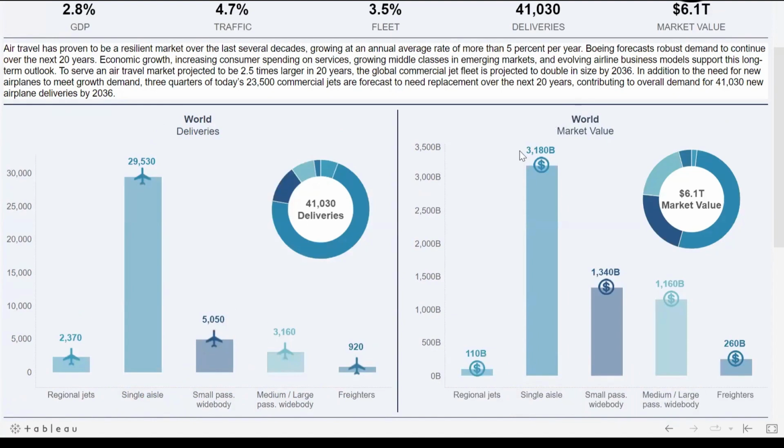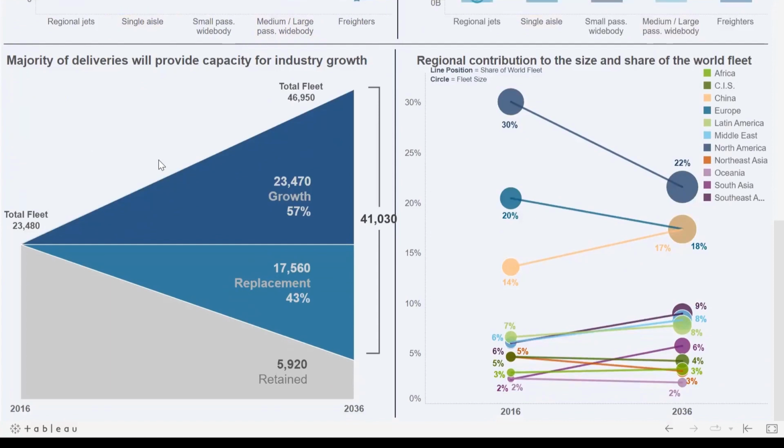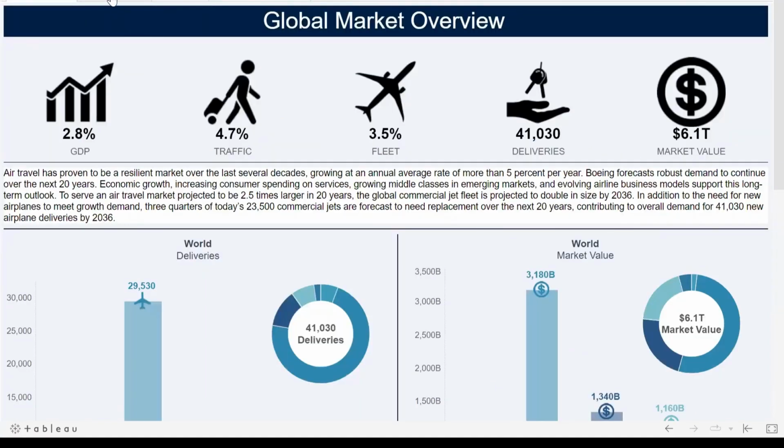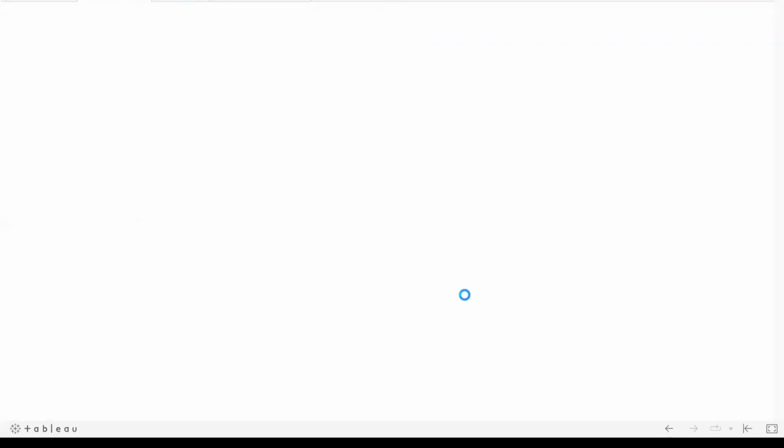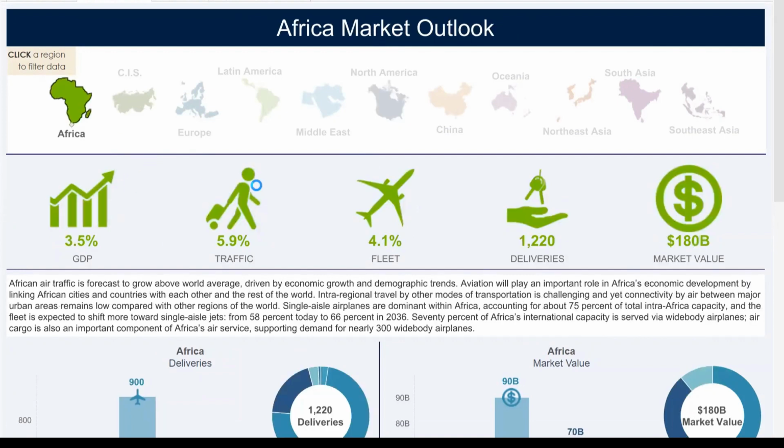We have the market value. Then at the bottom, we have another chart representing total fleet, that is major delivery will provide capacity for industry growth. And we also have this. This is the first chart, which is the global overview. We have the regional tool, which presents a better map in which we can select which regions we are interested in. There we go.